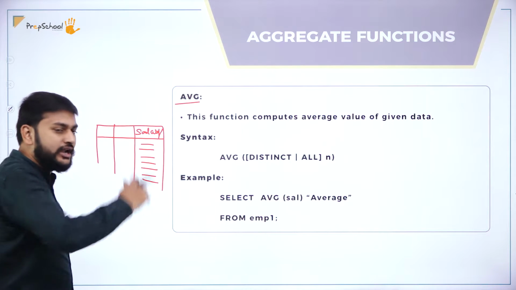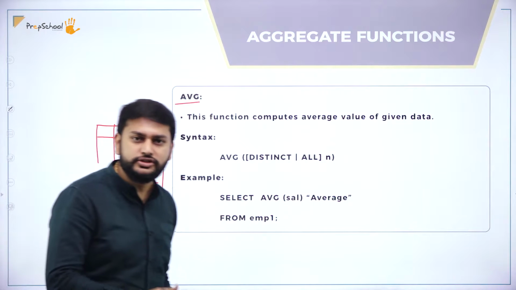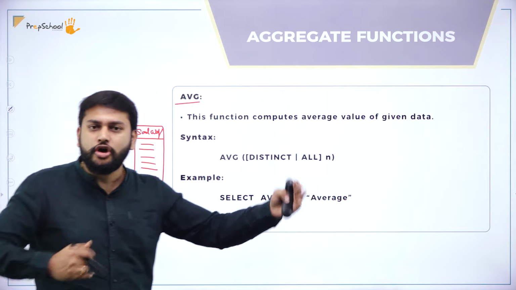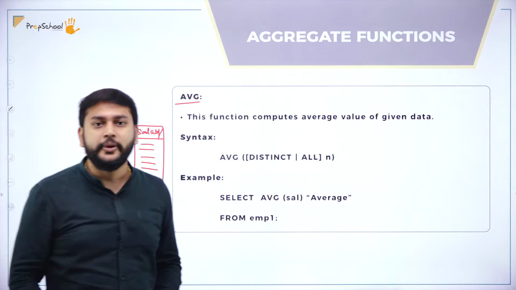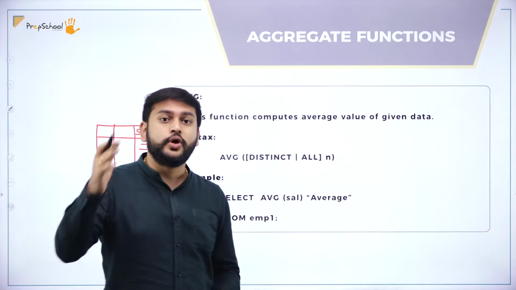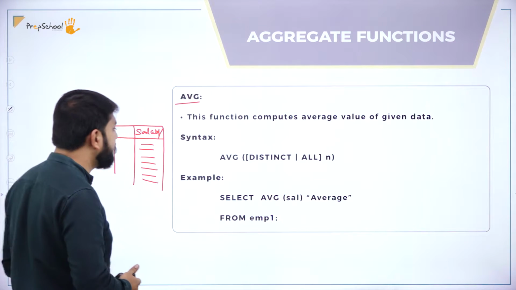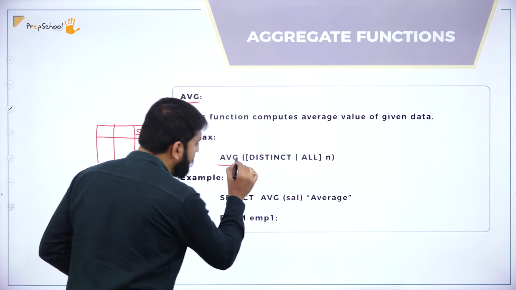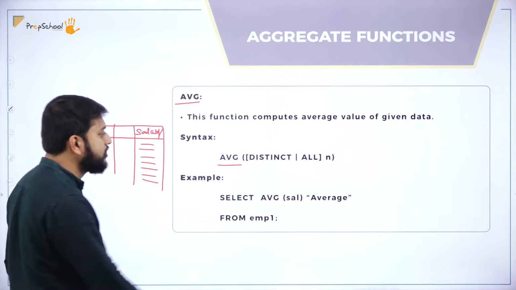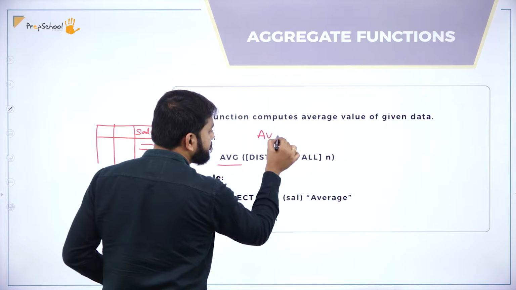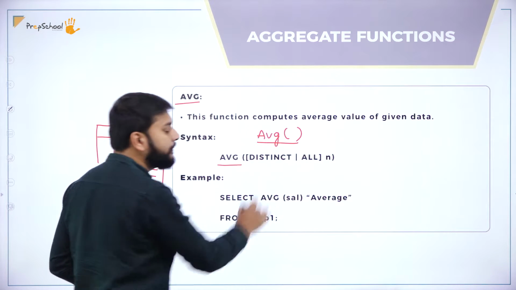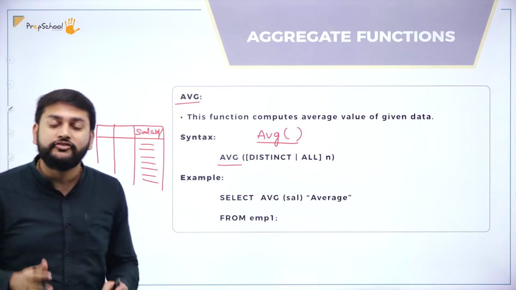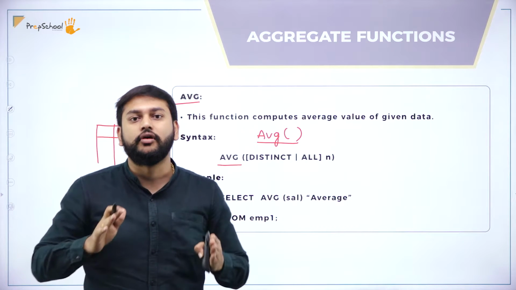The first person is getting some 20,000, second person is 30,000, 40,000, 50,000, it goes on. But what is the average salary that you are paying? Then how do I calculate? I will be using the predefined function, that is AVG. So this function will help me to calculate the average of that particular column.